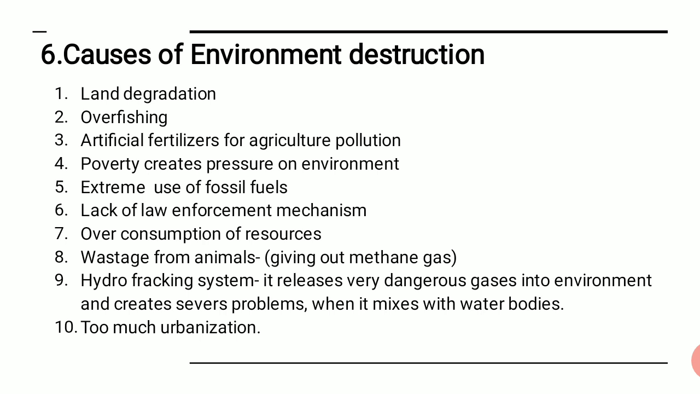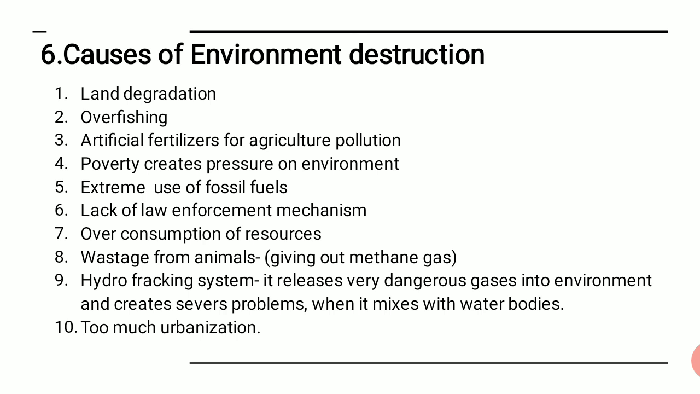So what happens is it creates pressure on the environment, disturbing the whole ecology, disturbing the whole ecosystem. What should be done then? These poor people should be provided with some other economic activities so that they don't have to depend directly on the environment. That should be done, but this is one of the causes of environmental destruction.